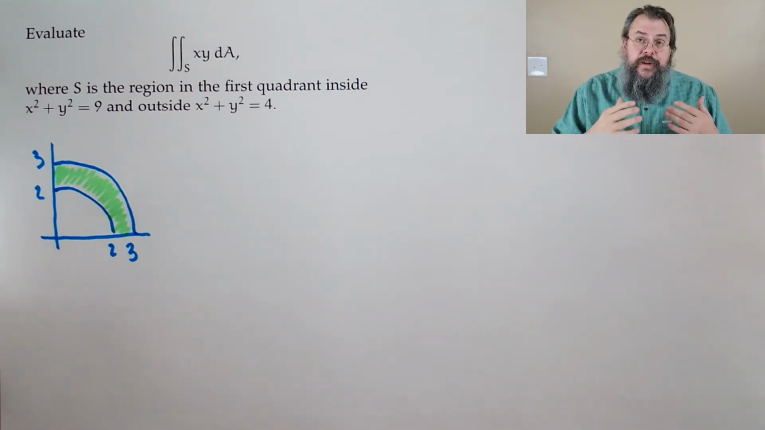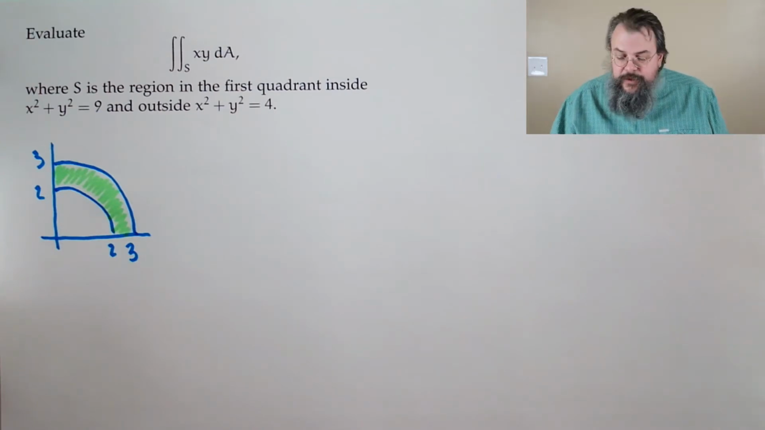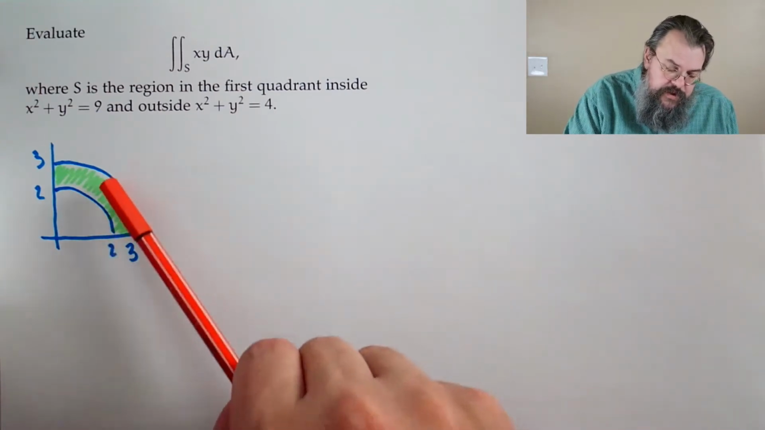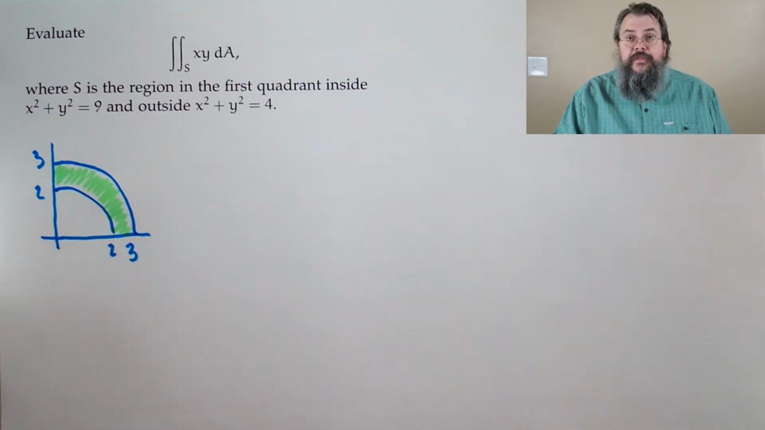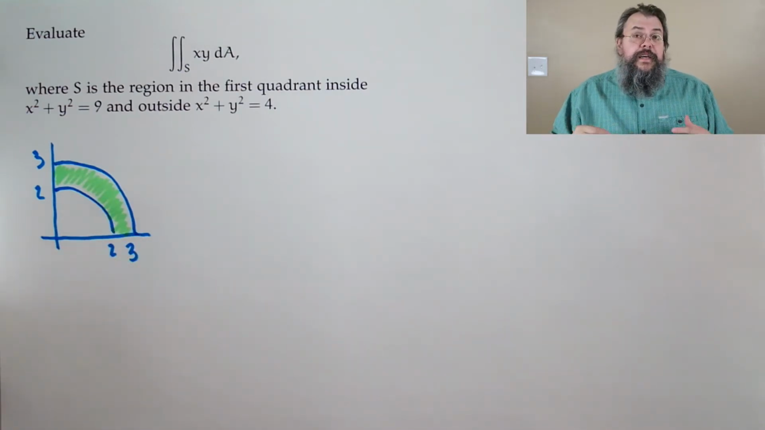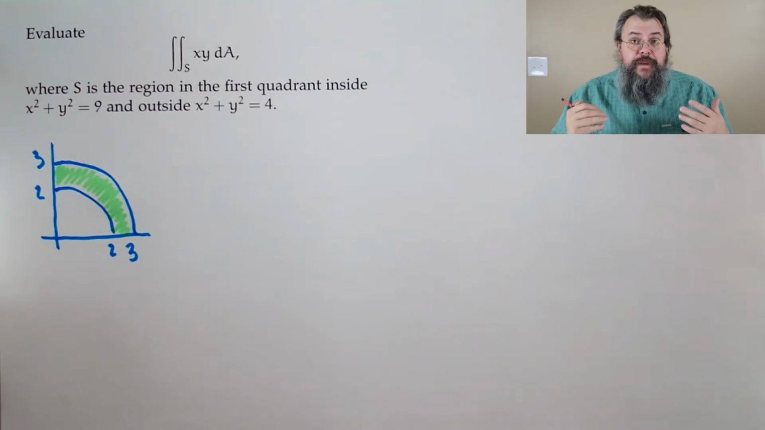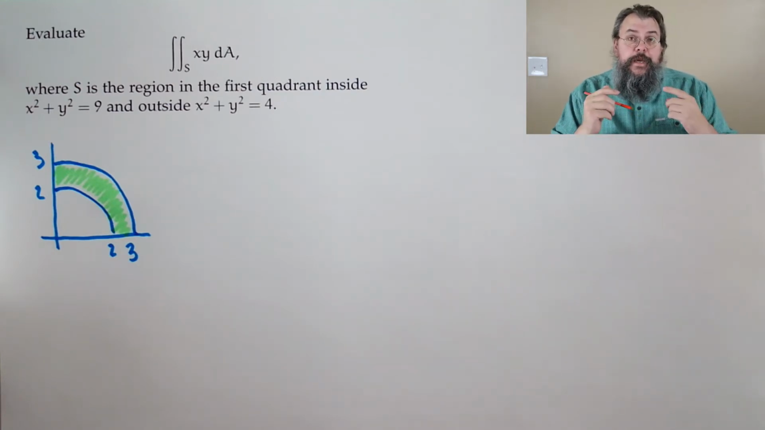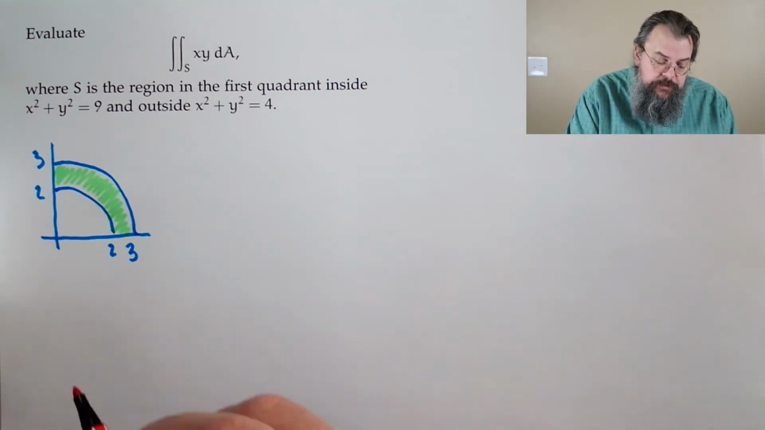And if you were to integrate this with respect to Cartesian coordinates, you'd have to carve it up into little pieces. You'd have to have square roots of expressions involved. It could be done, but it seems like it would be messy. In polar, what's the description of the region?